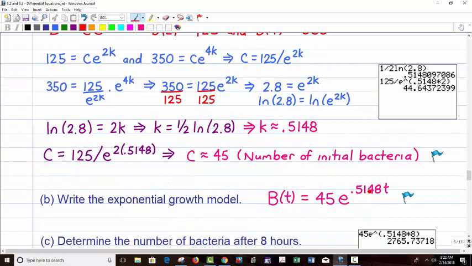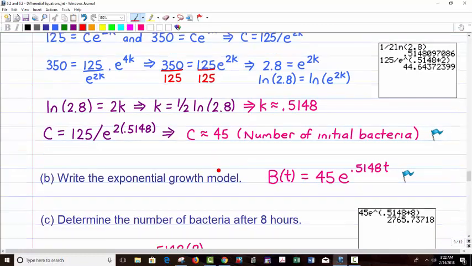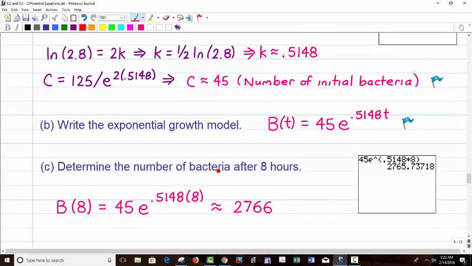Now we have k, we have C, so there's your model. B of t equals 45 e to the 0.5148 t. That means now we can find the bacteria at any point in time we want. Determine the number of bacteria after 8 hours. Once you have all that work done, this is really easy. Plug in the 8 for t.